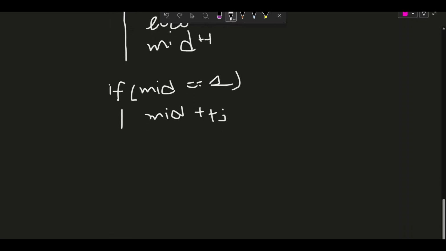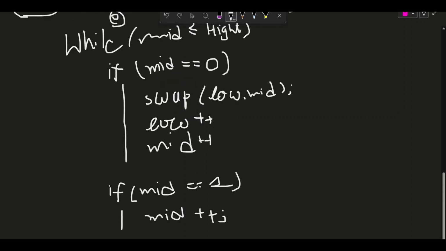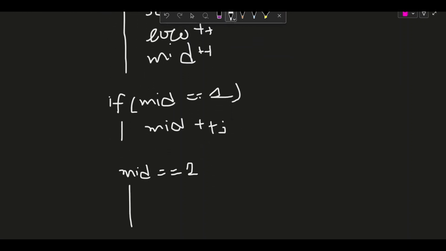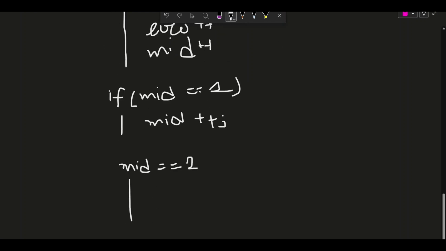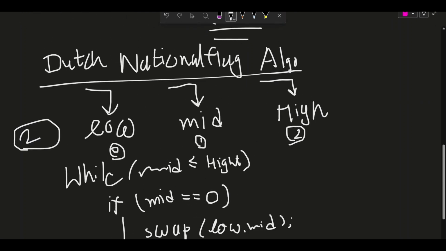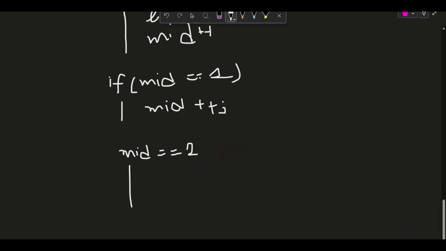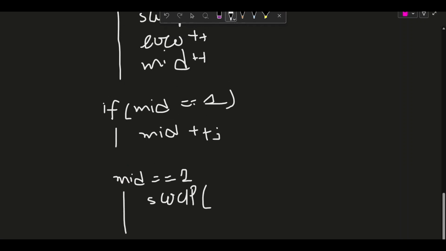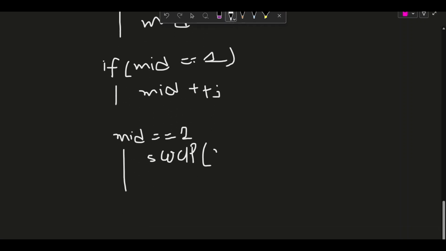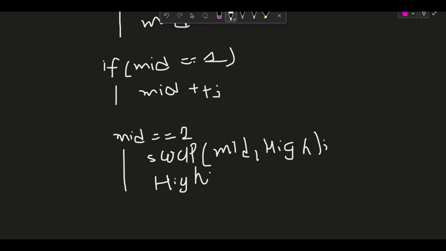But now the else condition: if my mid does not equal 0 and does not equal 1, then if my mid is equal to 2, what will I do? Its correct place is at the high pointer. Then I will simply swap my current mid index element with my high index element, and I will move my high pointer decreased by one. High pointer minus minus. Okay.